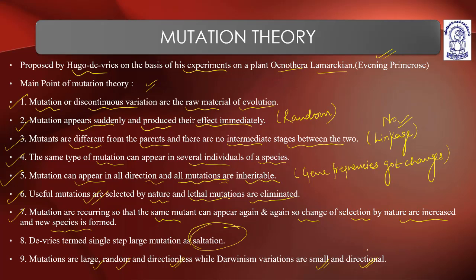Okay. Useful mutations are selected by nature and lethal mutations are eliminated. Mutations are recurring, it happens again and again until the formation of new species. De Vries termed single step large mutations as what? Saltation. Mutations differ from Darwinian variations in that mutations are large, random and directionless, while the Darwinian variations are small and directional. Understood? That was the mutational theory.